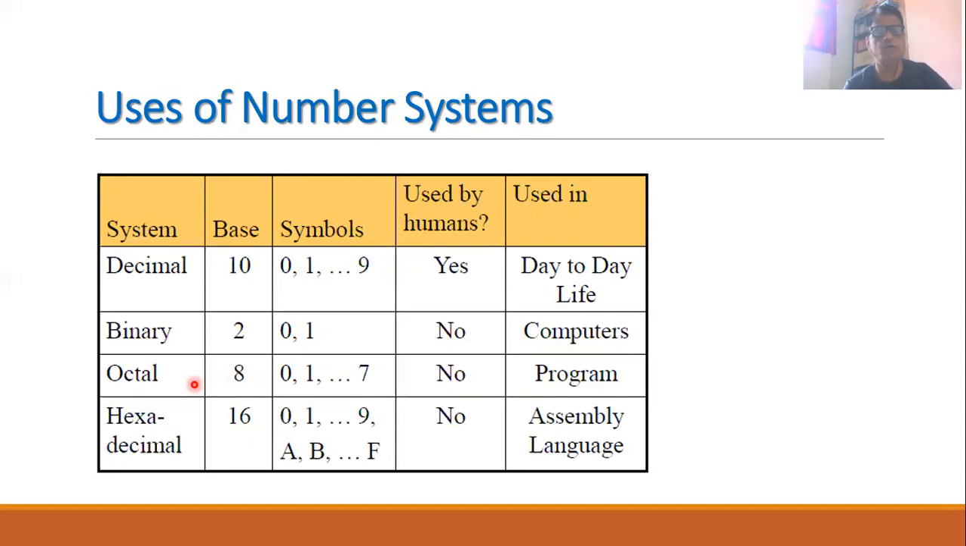Octal number system has a base of 8 and there are 8 basic symbols from 0 to 7. This number system is not used by humans, but it can be used while writing programs in either high level language or in low level language. Hexadecimal number system has a base of 16. It has the basic symbols from 0 to 9 and A to F. This number system is not used by humans, but we need to make use of it while writing assembly language programs. So while writing assembly language programs, this number system is very useful.